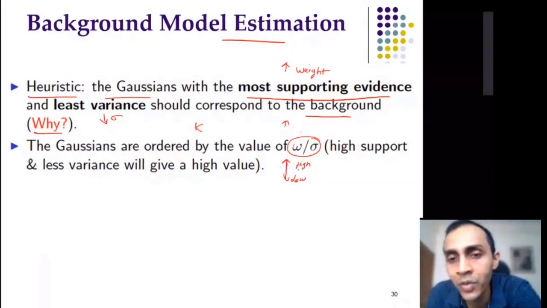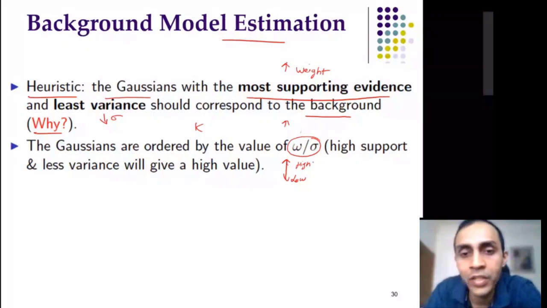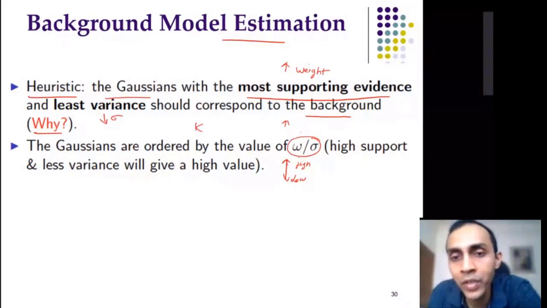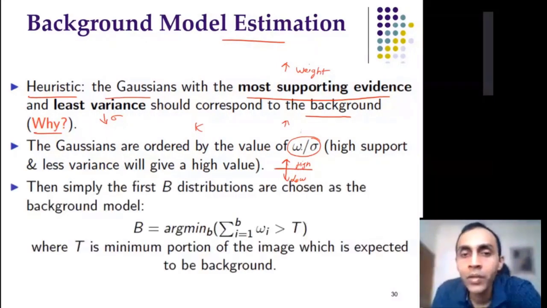So how do we decide which one is foreground and which is background? We need some thresholding here. On this value, we need to decide a threshold. All those distributions which are higher than that will be background, and whichever are less than that will probably be part of the foreground model.